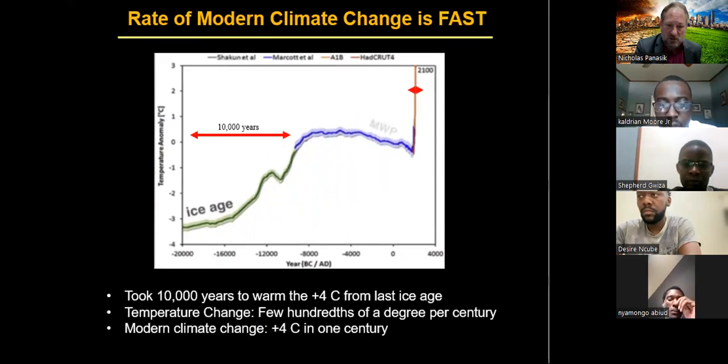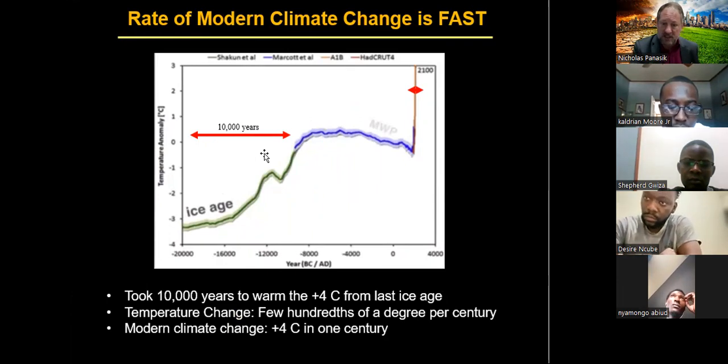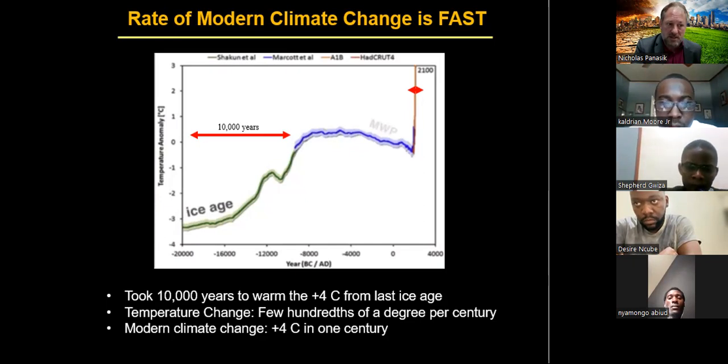But that change, coming out of the last ice age, happened over 10,000 years. That's a few hundredths of a degree per century, right? It's a very small, slow change. And we're doing a change that's really fast: 4 degrees Celsius in 1.5 centuries. Maybe 2 centuries, if you want to put it, but a very short period of time. And so the question is, how long does it take for evolution to occur?